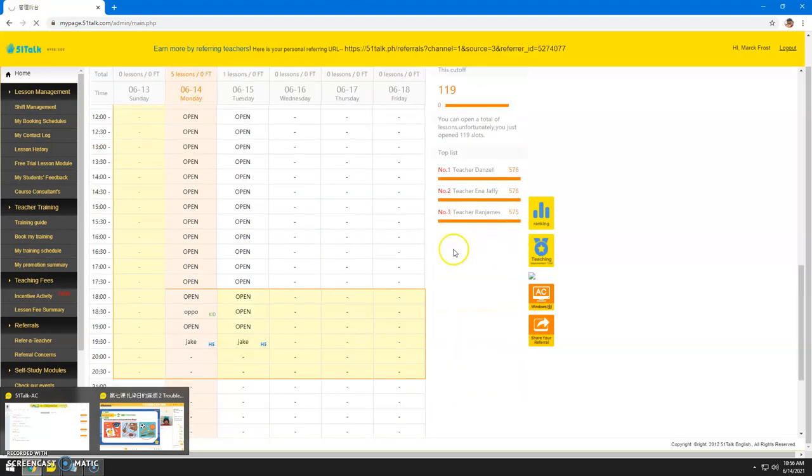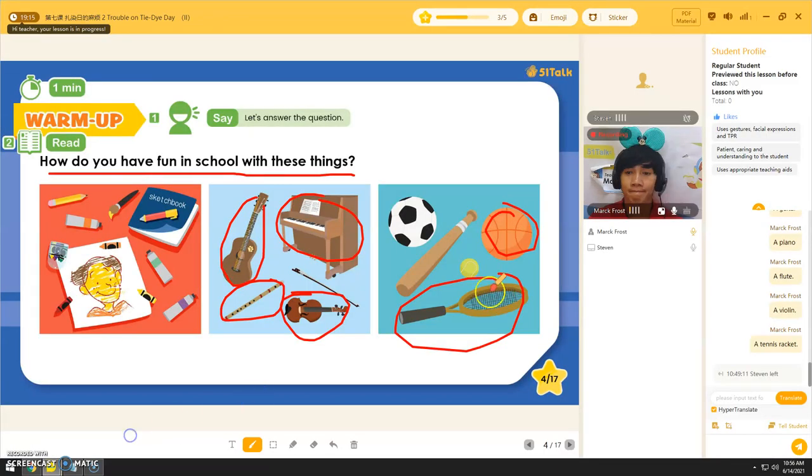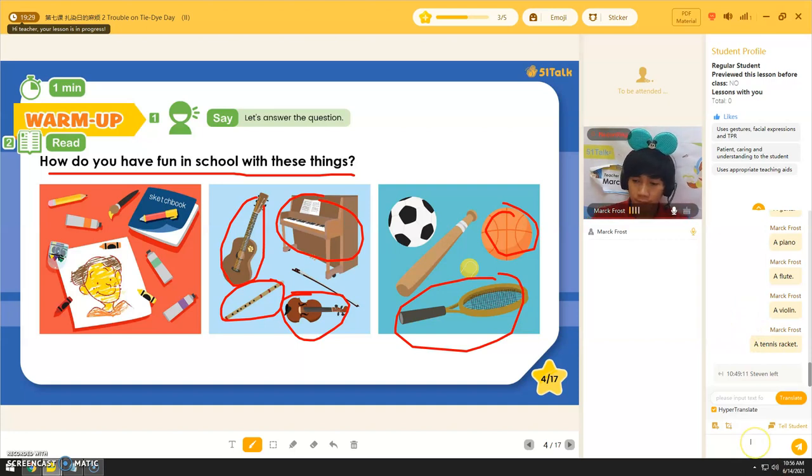Steven? Okay, now I want you to look at the picture. What is this? Leo. What is that? Okay, now let's read the sentence. Say, the Olympics is the most famous. Steven, I'm sorry, I lost you again.